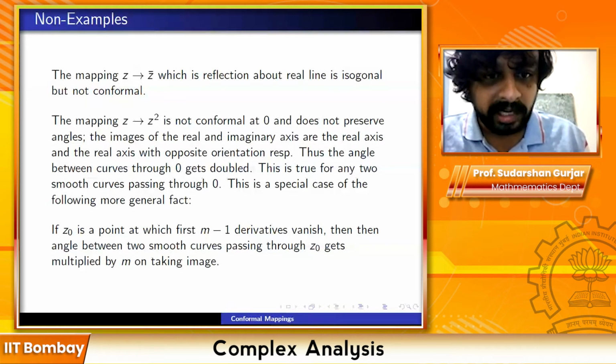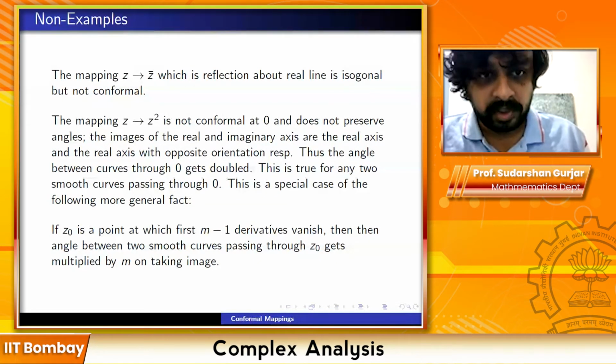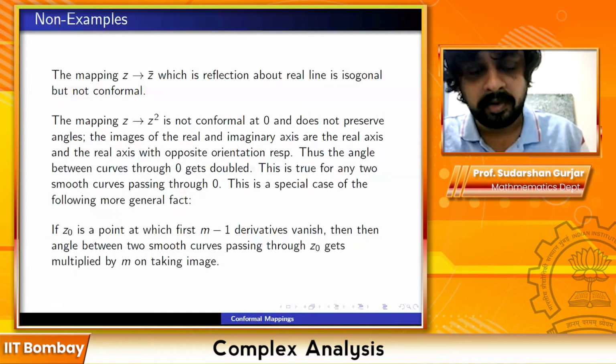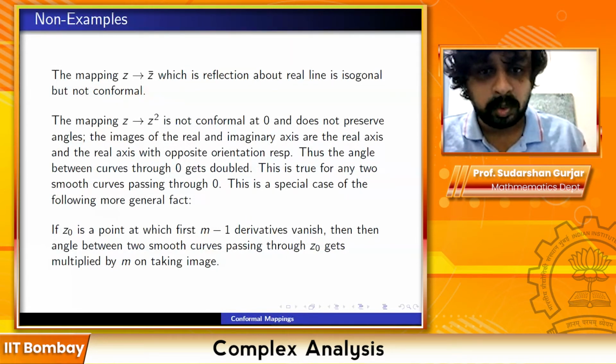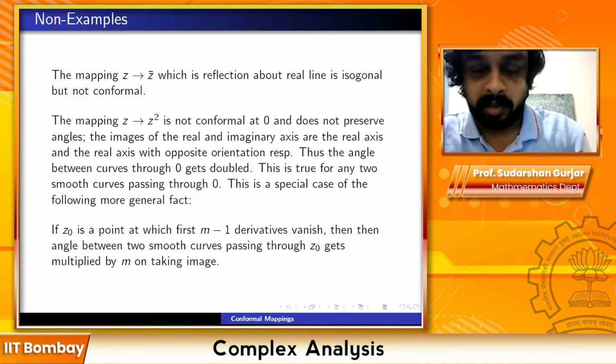So if z0 is a point at which the first m-1 derivatives vanish, then the angle between the smooth curves passing through z0 gets multiplied by m on taking image. So there's nothing special about z goes to z square. Take any function which is not conformal at a point. So a certain number of derivatives will be non-zero, so the first m-1 derivatives will be 0, and when I take two smooth curves passing through the point and take the images, the angle between the images is m times the angle between the original curves. So these are non-examples. These are examples of mappings which are not conformal.